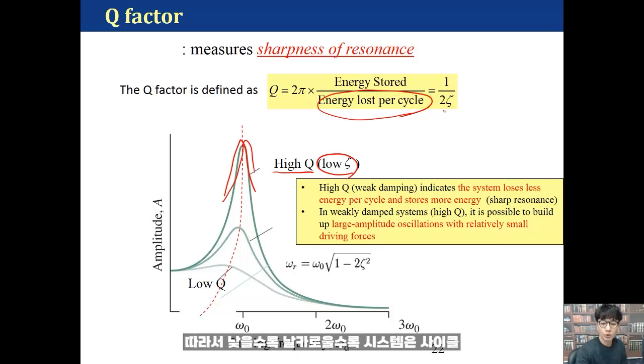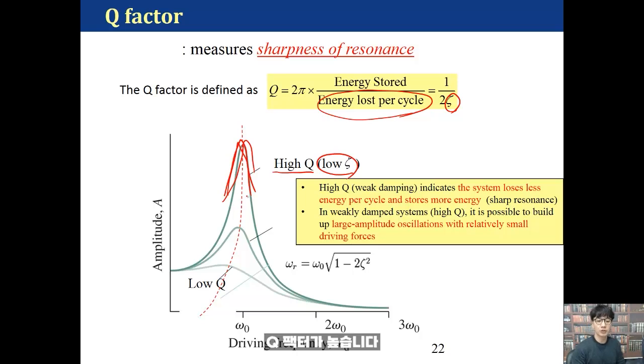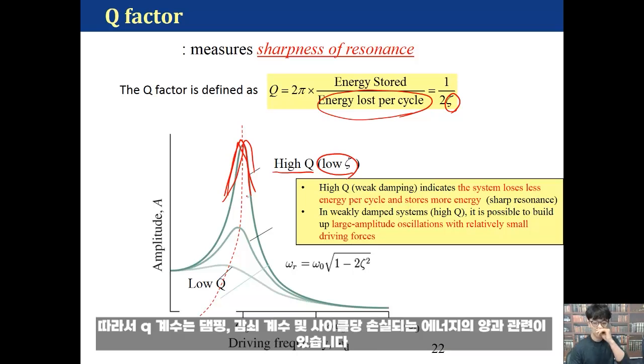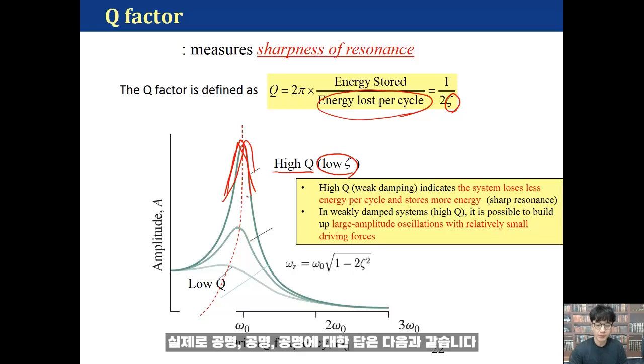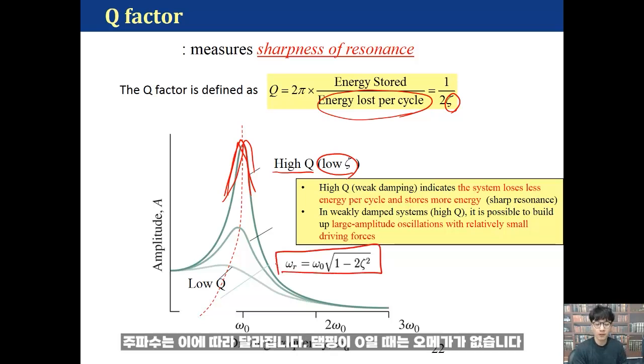So when damping is lower, the system loses less energy per cycle, and then resonance becomes very sharp. The Q factor is high. So the Q factor is related to the damping coefficient and also to how much energy is lost per cycle. If less energy is lost, or damping is less, then resonance becomes sharp and the Q factor becomes high. Here's the answer actually. The resonance frequency depends on the damping. When damping is 0, it is omega naught.